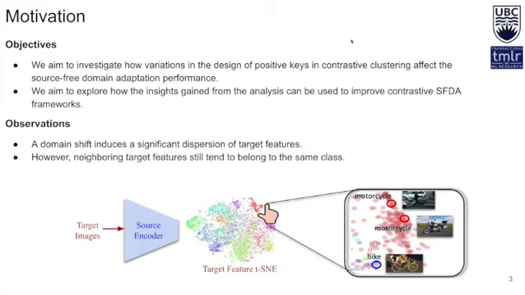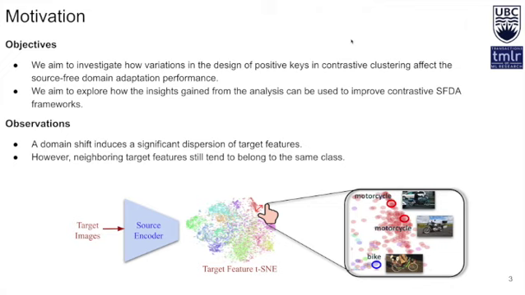In fact, our work is inspired by some observations. As you can see from the visualizations of the target latent space, where we use the source pre-trained encoder to extract features from the target images, the domain shift introduces significant dispersion of those target features, which makes it hard for the source pre-trained classifiers to derive decision boundaries on those far target features.